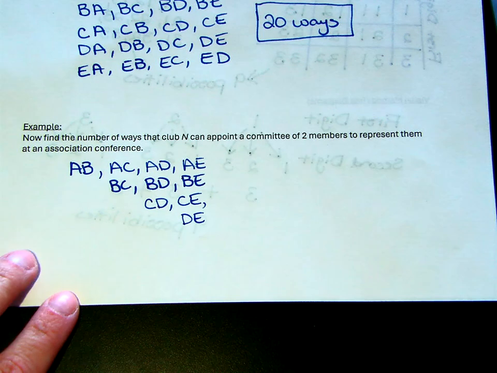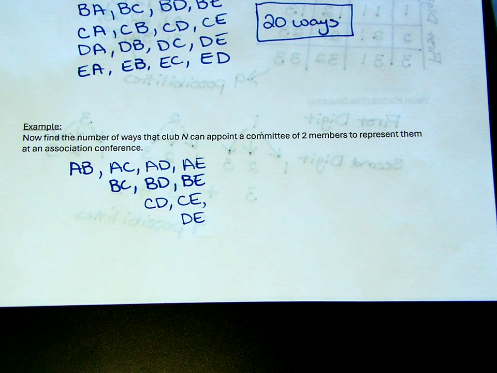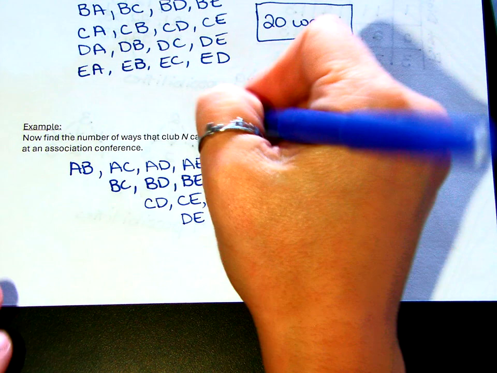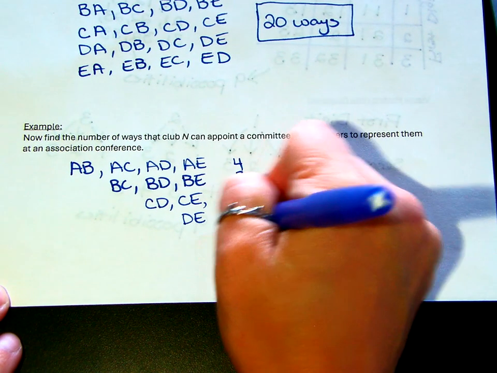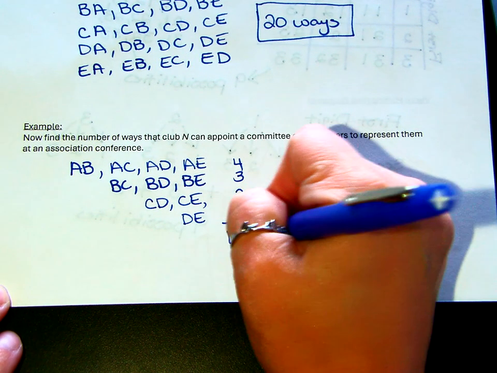Notice that our list is a whole lot smaller this time. And that's because the order doesn't matter. We had 4 here, 3 here, 2 here, and 1 here, for a grand total of 10 ways to make a committee of 2 members.